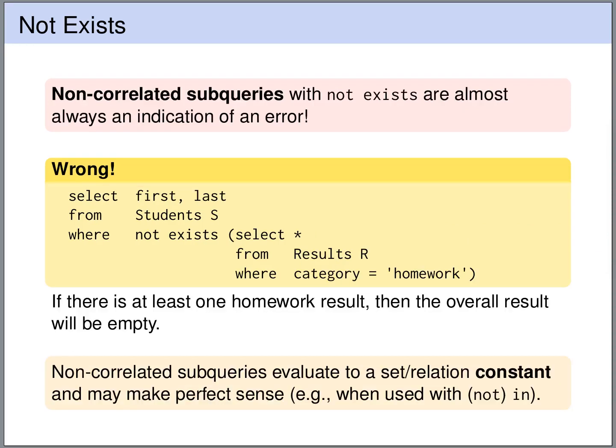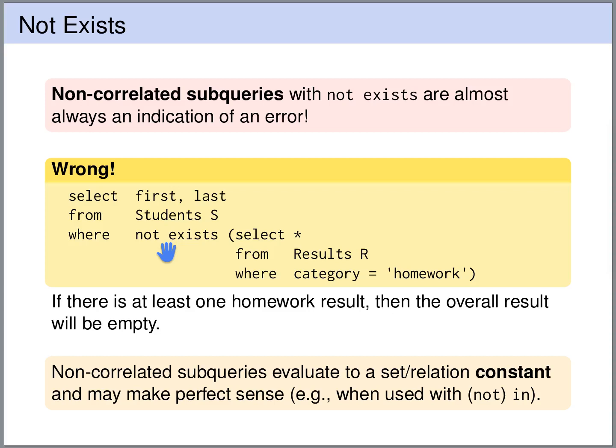I've said it before, but it cannot be stressed enough. If you're using exists or not exists, then the subquery should be correlated with the outer query. If you have a subquery that is not correlated, it's almost always a mistake. The reason is that such a non-correlated subquery evaluates to a constant table, independent of the combination of tuples that we are looking at in the outer query. So the exists or not exists will always evaluate to the same value.